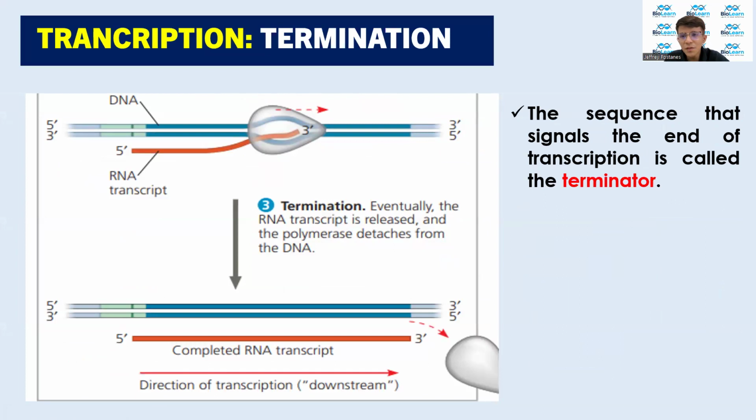In the process of termination, it simply means that this RNA polymerase will now reach the terminator sequence. If you have the promoter sequence, we also have the terminator sequence. On that terminator sequence, the RNA transcript will be released, and that is now your mRNA. Again, that mRNA in bacteria will now be ready for translation. However, for a eukaryotic cell, it has to undergo modification first.